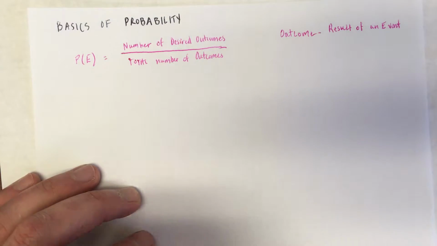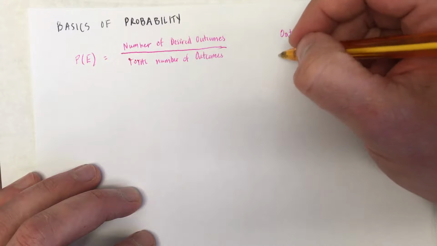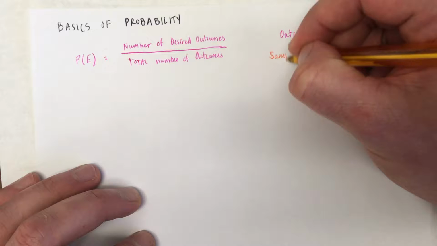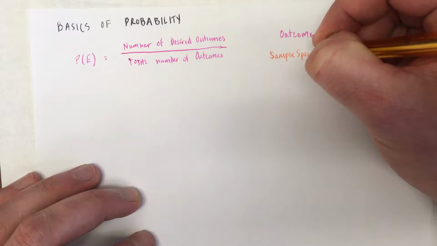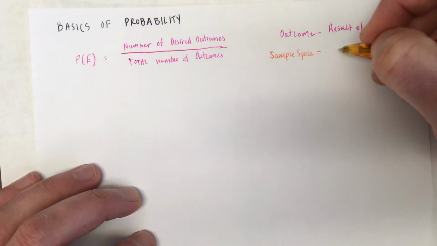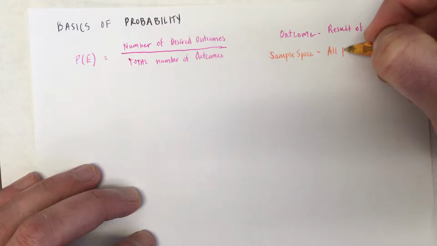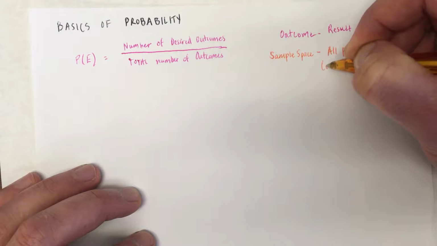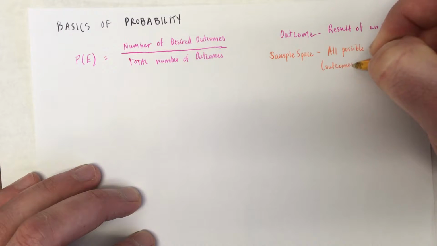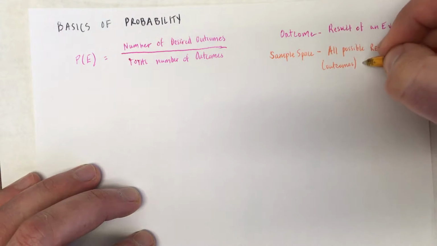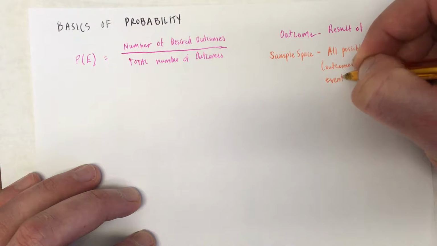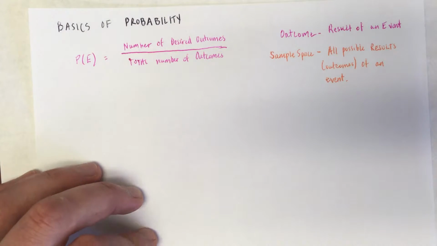Okay. Another vocabulary word that often is associated with probability, you may see if you start doing some of your own independent studying, is sample space. That's all possible results or outcomes of an event. Okay.